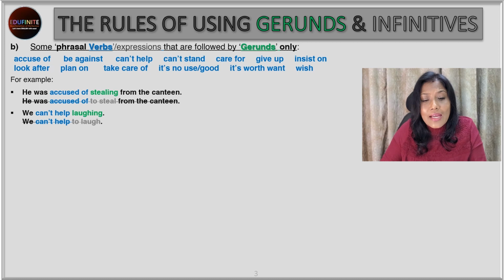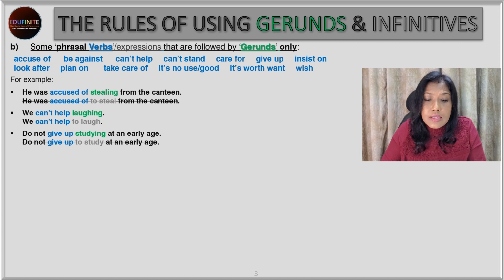Next, we can't help laughing. Again, can't help, then gerund, that means the ing form of the verb, base verb plus ing. So we can't help laughing. We cannot say we can't help to laugh.